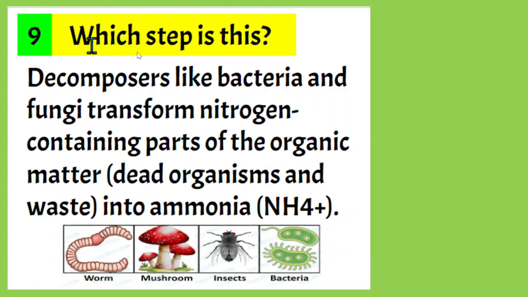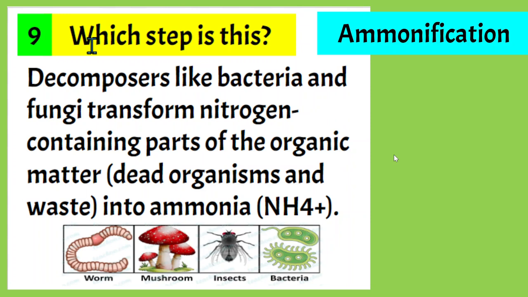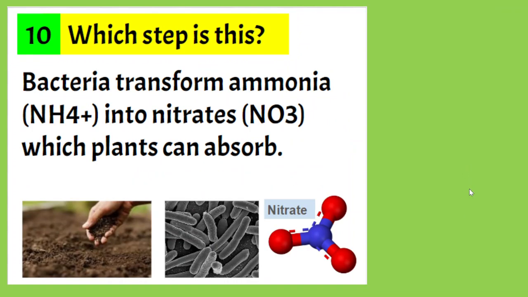All right, again, we're thinking which step is this? So one of those 5 steps. Let's read it. Decomposers like bacteria and fungi transform nitrogen-containing parts of the organic matter, so that means dead organisms and waste, transforms that stuff into ammonia. We are turning something into ammonia. If we're turning it into ammonia, remember that's going to be ammonification. Okay? If we're turning things into some sort of a nitrogen-based molecule, we're probably going to have nitrification. But that was ammonification.